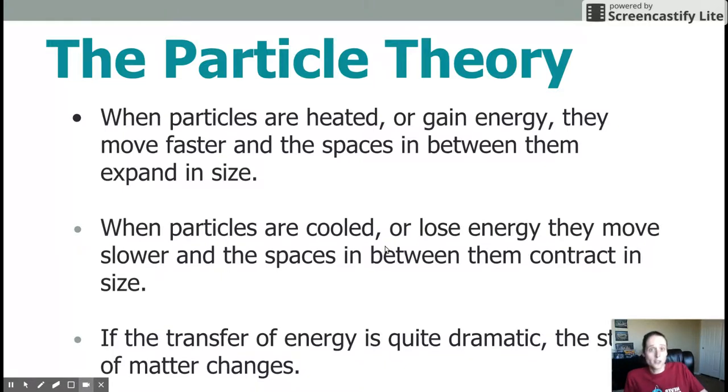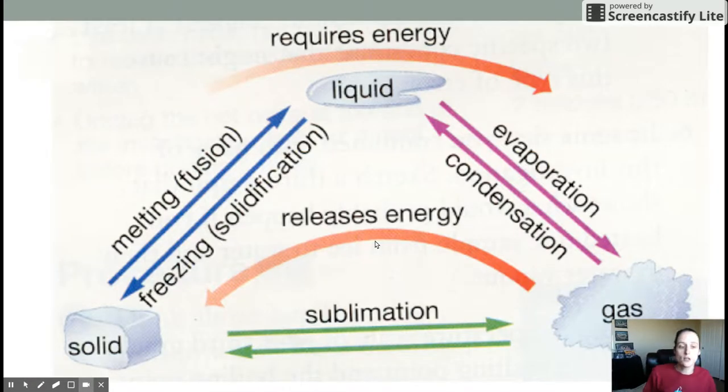So when particles are heated or gain energy, they move faster and the spaces between them expand, okay? And when particles cool down, those spaces get closer and they lose energy. It's called contraction. And if there's enough energy change, if there's enough temperature change, you're going to have a state of matter change. This is a really great diagram that I want to leave you with. It really kind of talks about how things change.